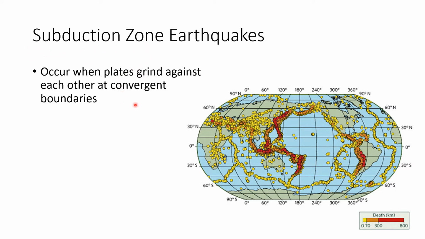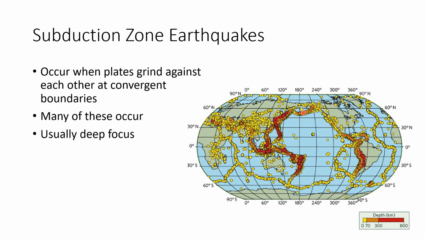So remember, subduction zones happen at convergent plate boundaries, where two plates are moving together. One is going to sink beneath the other one in the process called subduction. So that's why it's called a subduction zone earthquake. As that happens, the plates grind against each other, and that can create the energy that leads to earthquakes. So a lot of these happen. Usually they're going to be deep focus.